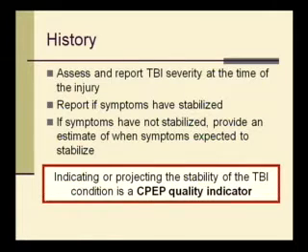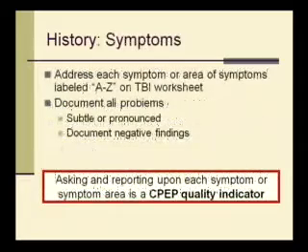The examiner will report whether the TBI symptoms have stabilized and, if not, provide an estimate of when stability may be expected. Stability is typically expected within 18 to 24 months of the initial injury. Indicating or projecting the stability of the TBI condition is a CPEP quality indicator. Next, the examiner should specifically address each symptom or area of symptoms as described in the section of the TBI worksheet labeled A through Z.